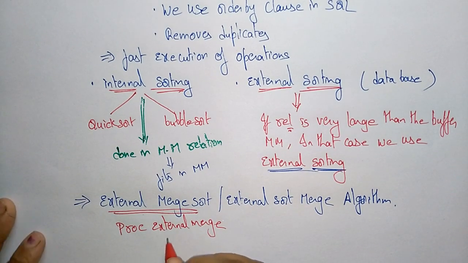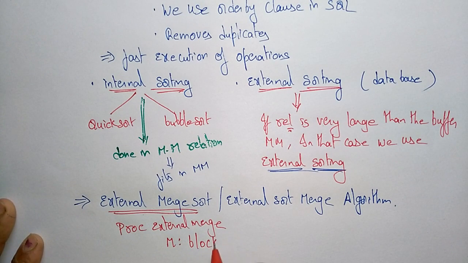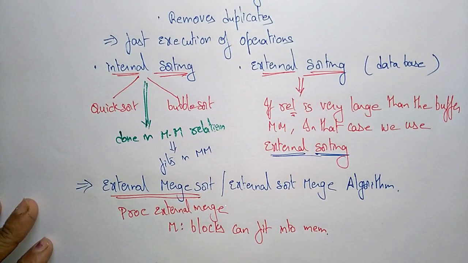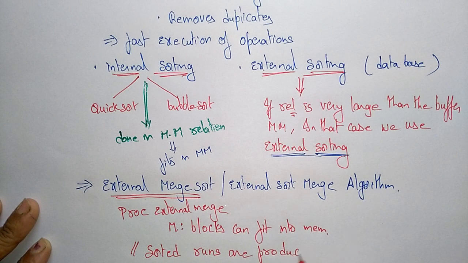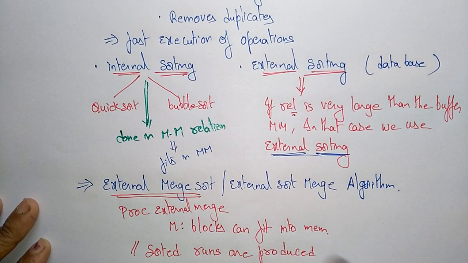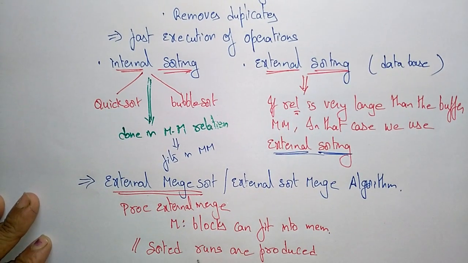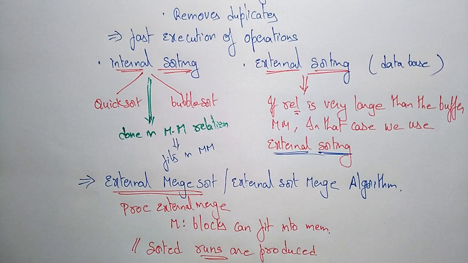First, let us take M as the number of blocks that can fit into memory. That means the blocks that fit in the buffer. Now sorted runs are produced. Whenever you place the blocks which fit into the memory, you start the procedure. Here, sorted runs are produced in each cycle. After one sorting, it goes for another cycle, another sorting.